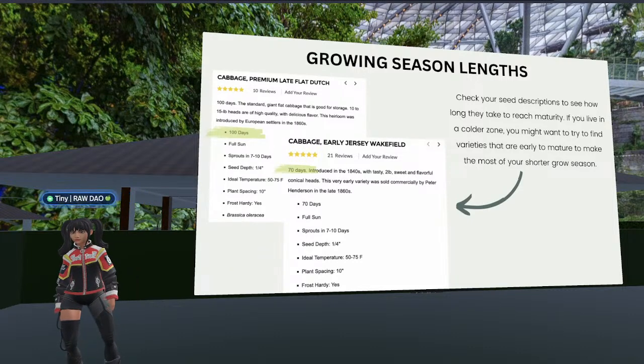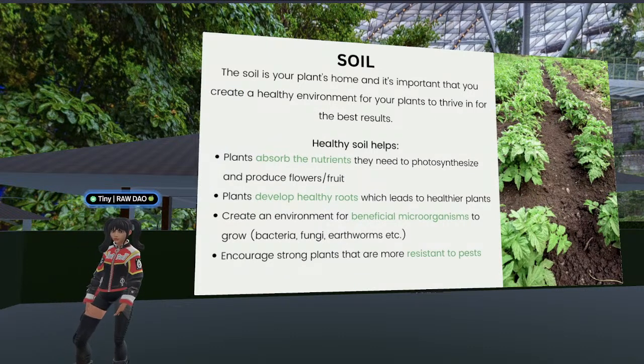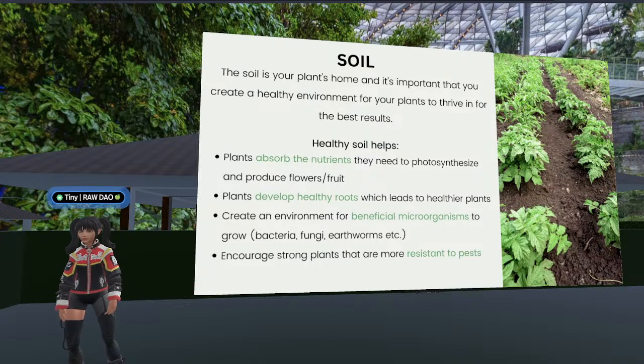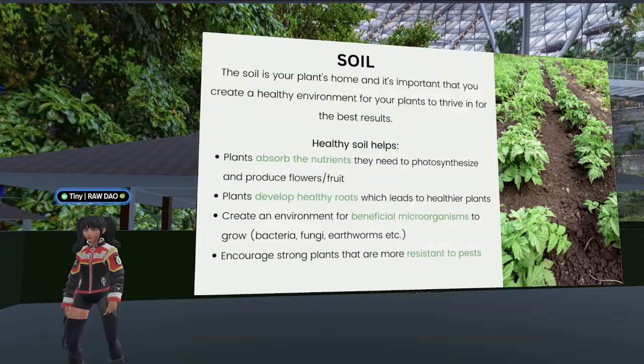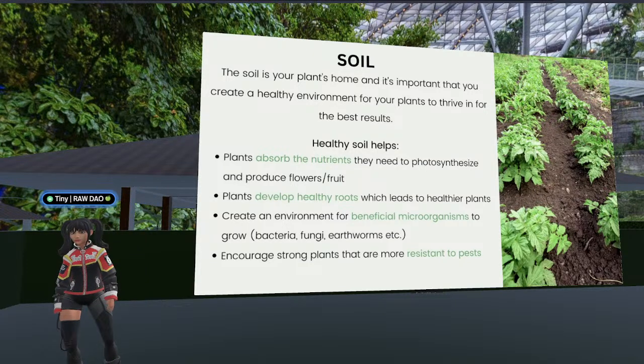All righty. Next we are going to talk a little bit about soil. Soil is probably one of the most, if not the most, important things when you're growing your plants, because that is your plant's home. So you want to make sure that it's healthy so that your plants can thrive. Healthy soil helps your plants absorb the nutrients they need, helps them develop healthier roots, and makes them more resistant to pests, since stronger plants resist pests better. It also creates an environment for the microorganisms that help keep your soil healthy, like your bacteria, your fungi, and the earthworms we were talking about earlier.